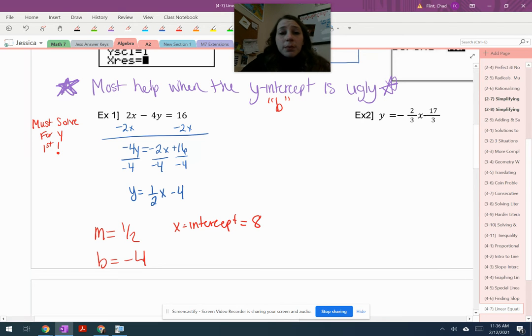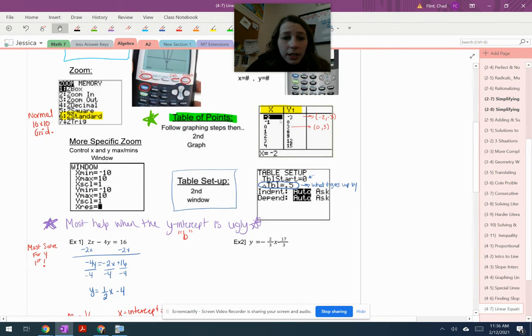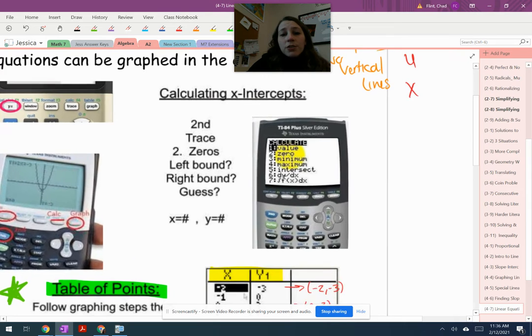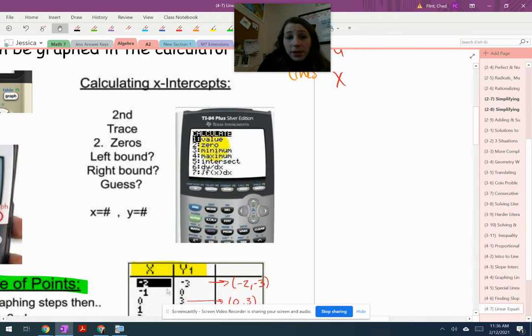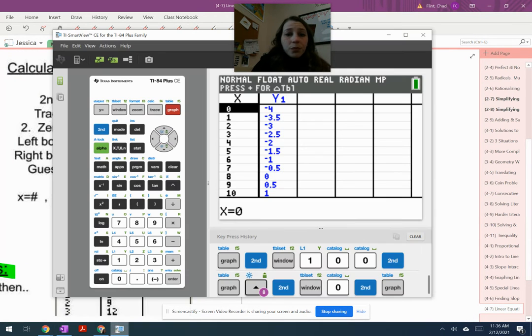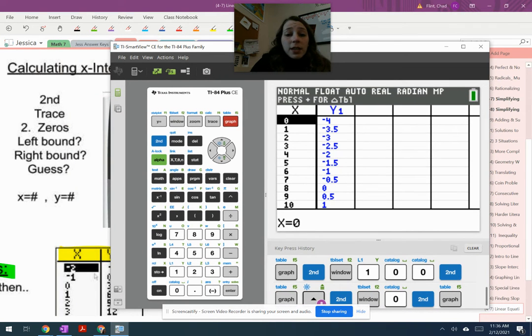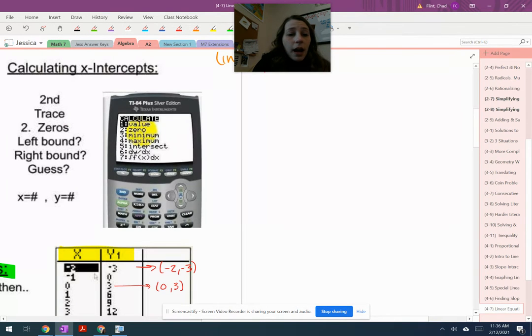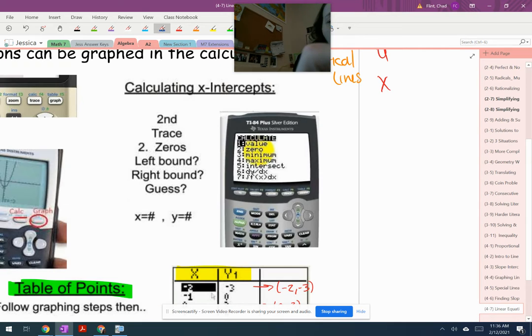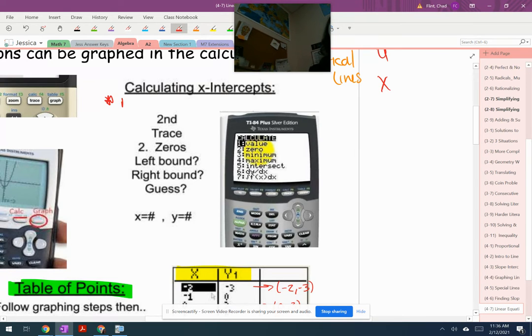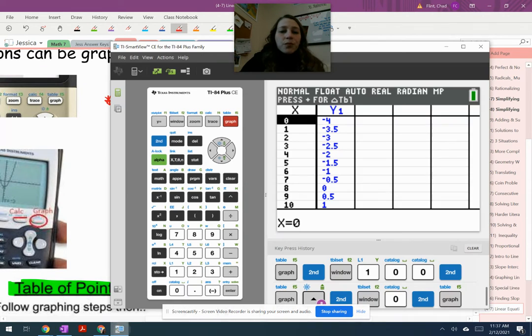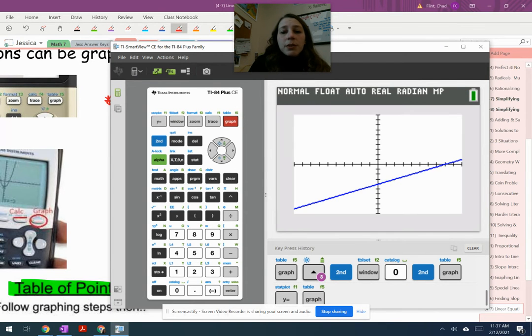The last little piece I want to talk about is using the calculator to calculate x-intercepts. So that's these directions over here. I should make a note in here that you need to follow the graphing steps first. So we've got that in y equals, and we've graphed.